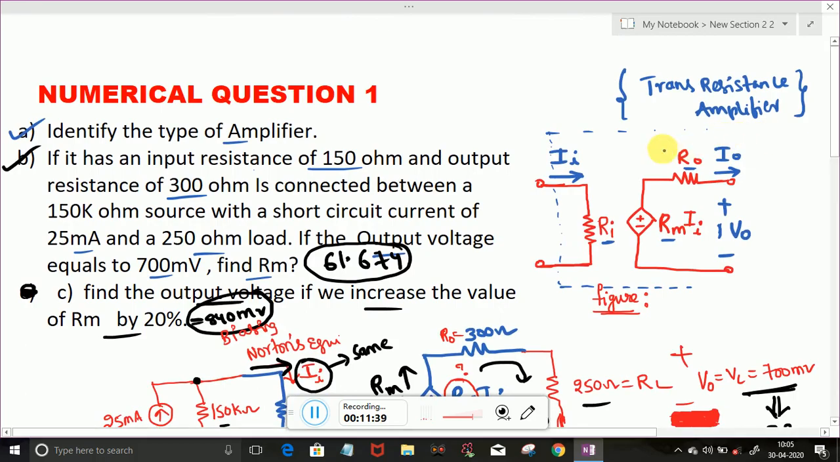Hope you guys learned something new and you understood this problem. So this is the first numerical question in analog circuits. There will be much more coming, and those also will be as interesting as these types of problems.